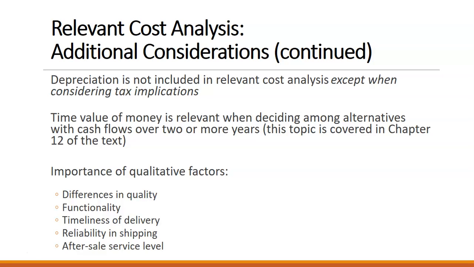We also need to think about if there are differences in quality, differences in functionality, any timeliness of delivery, reliability in shipping, and any after-sales service levels in some of these decisions. For example, the make or buy decision. If we make it in-house, we control the quality and the timeliness of having that material. If we outsource it, then we no longer control the quality. We rely on our vendor to give us good quality, and we rely on our vendor to have it to us in a timely manner.